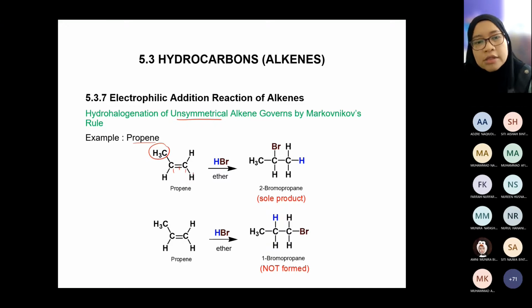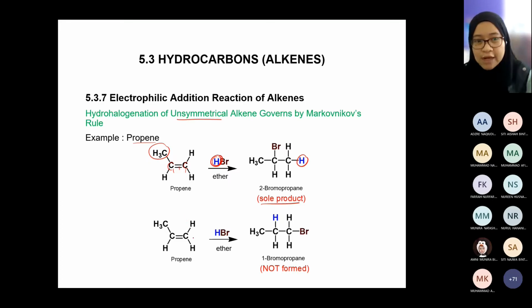So here, what happens is that H will be added to this first carbon. As you can see, the blue hydrogen here shows that the hydrogen comes from HBr. Br will go onto carbon number 2. So this is the sole product formed, the only product formed. As I said just now, there is a possibility that Br can sit here, Br can also be placed here, but not for this one.